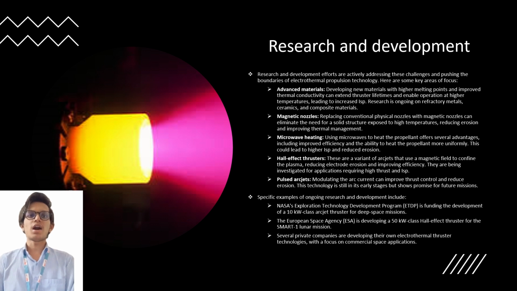Next in line are Hall effect thrusters. By employing a magnetic field to confine plasma, these thrusters seek to address one of the challenges faced by traditional arc jets, that is electrode erosion. The magnetic field traps and accelerates the charged particles in a controlled manner, promising improved efficiency and longevity.